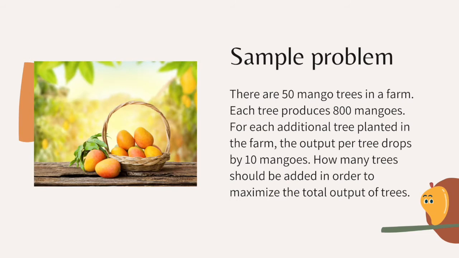There are 50 mango trees in a farm. Each tree produces 800 mangoes. For each additional tree planted in the farm, the output per tree drops by 10 mangoes. So the problem is: how many trees should be added in order to maximize the total output of trees?